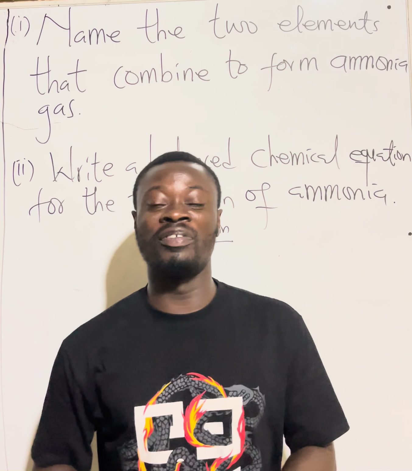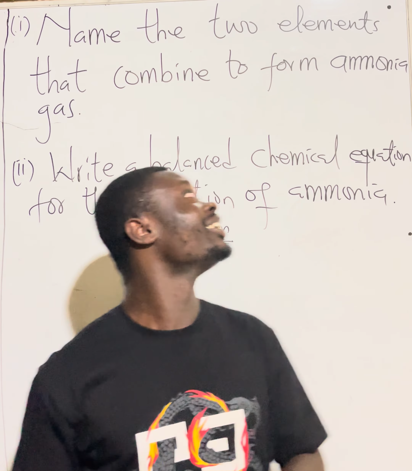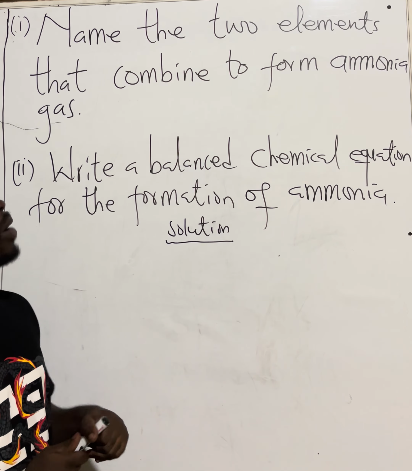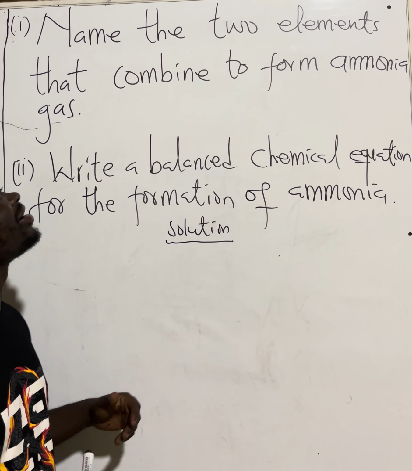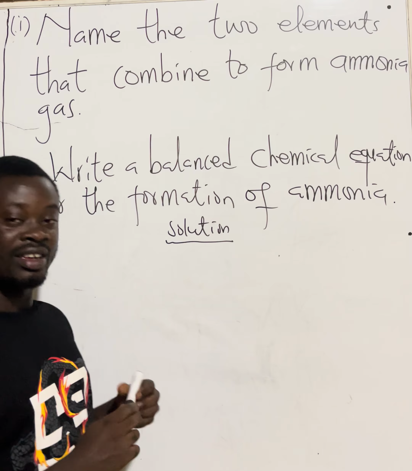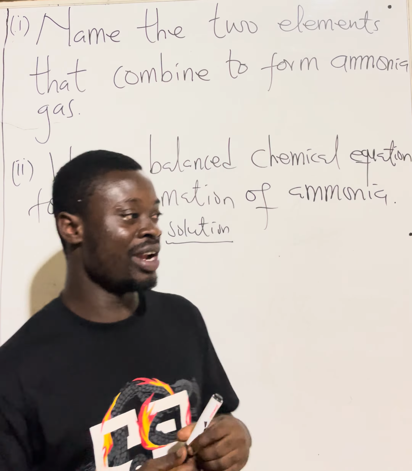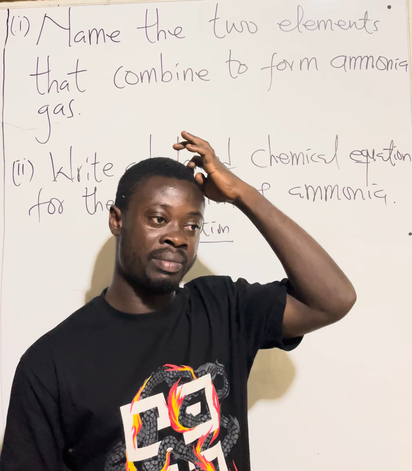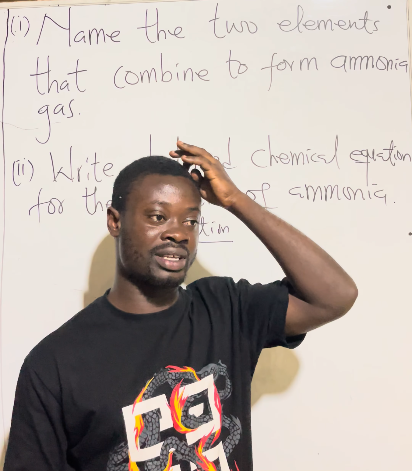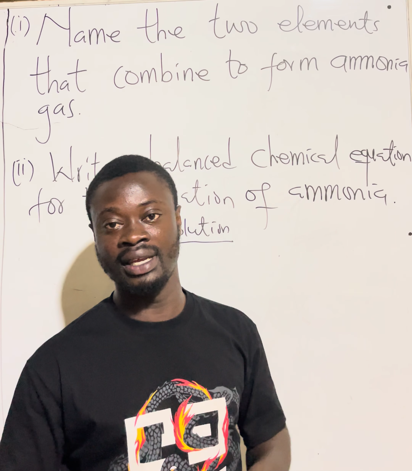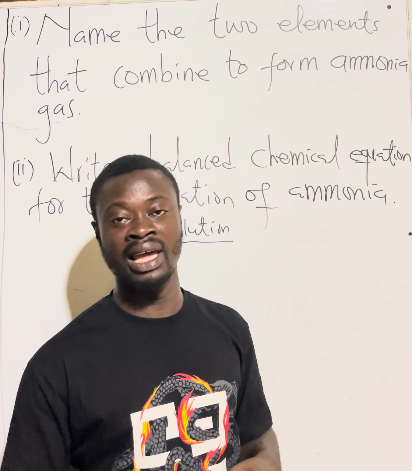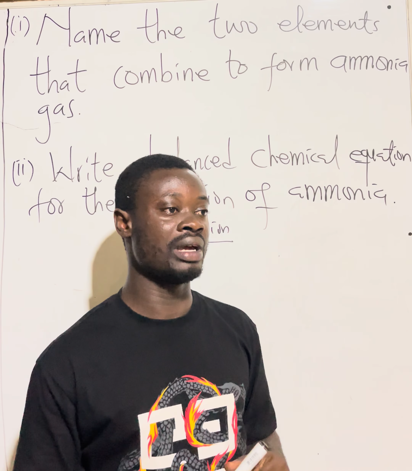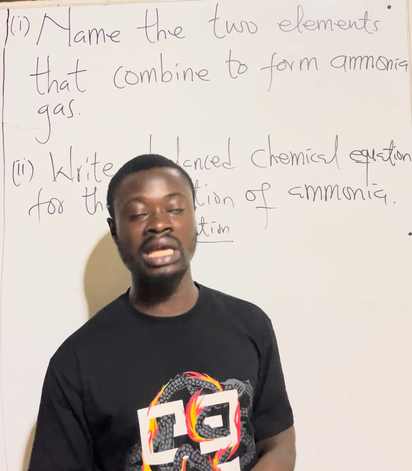Let's solve this science question. Name the two elements that combine to form ammonia gas. Ammonia is a colorless gas with a very pungent smell. It is a compound formed from the combination of the elements nitrogen and hydrogen, and it is also a weak base.